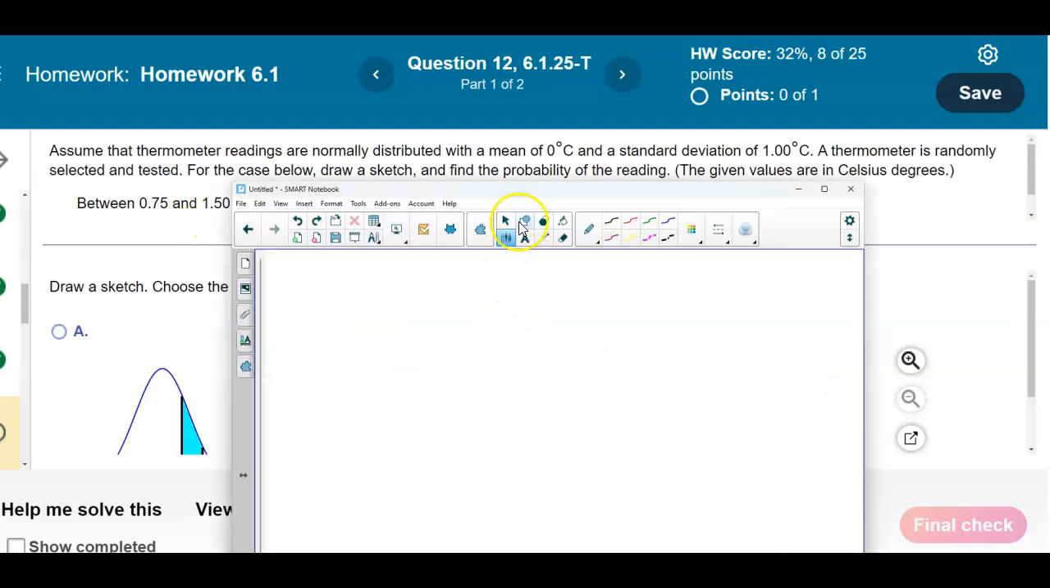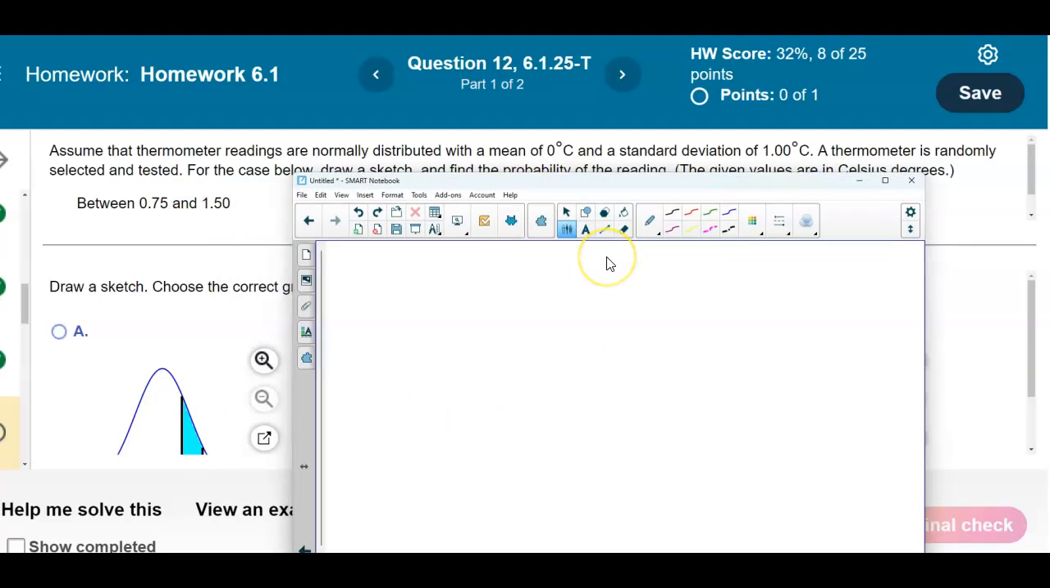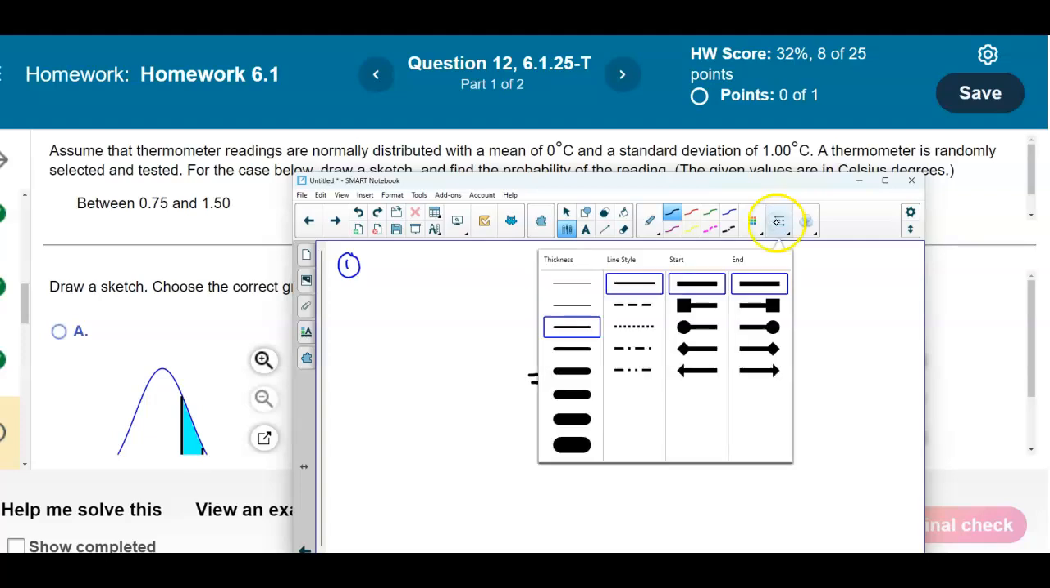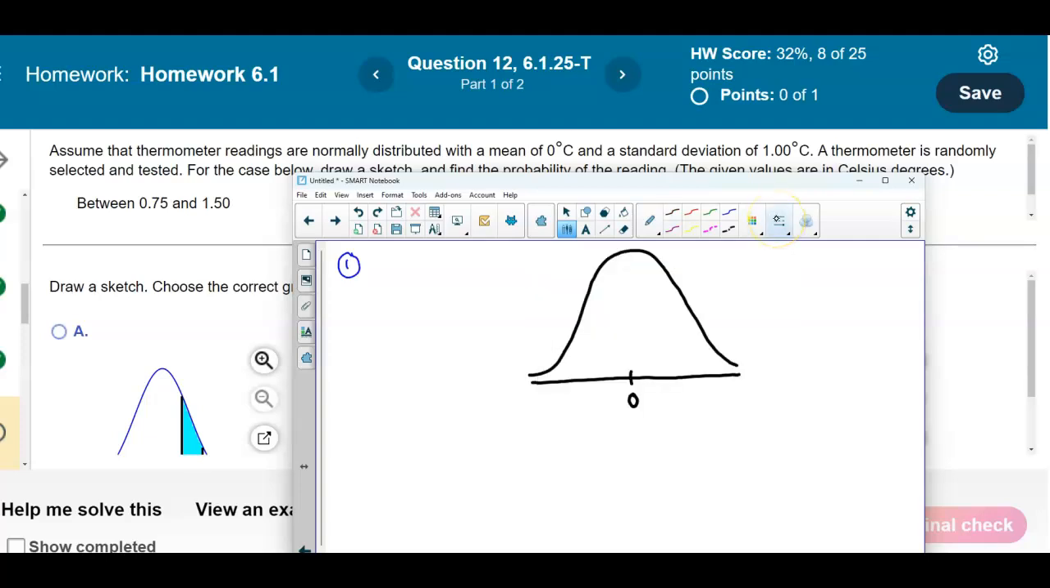So the first thing we want to do is sketch that region. So let's go ahead and draw our bell curve. Okay, and what do we know? We know that the mean is 0. And what we want to find is the area, or the probability, that's between 0.75 and 1.50.